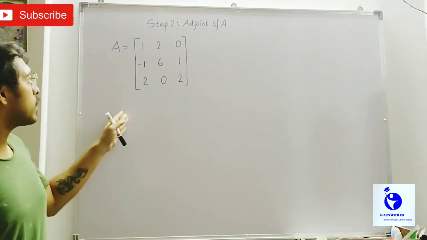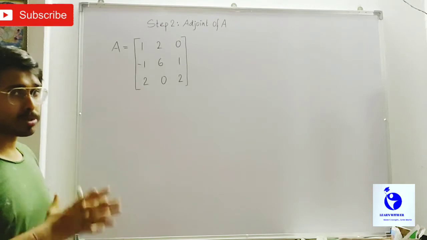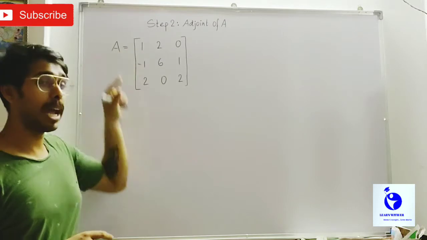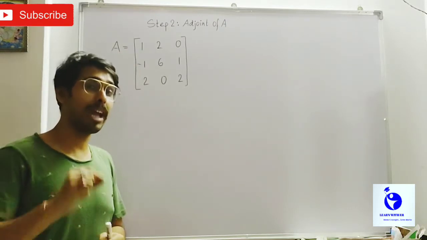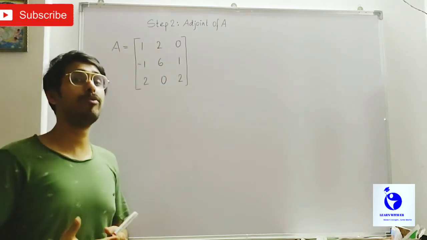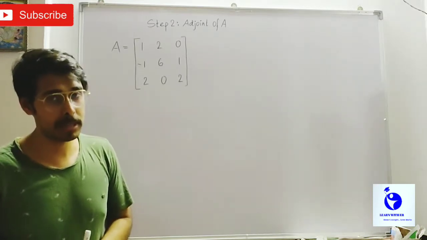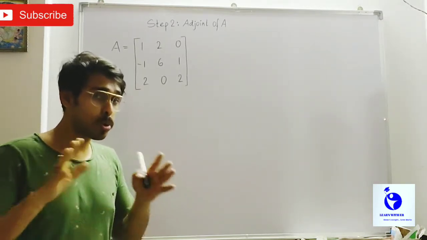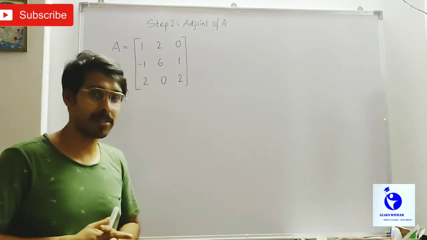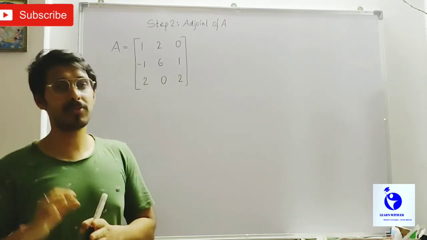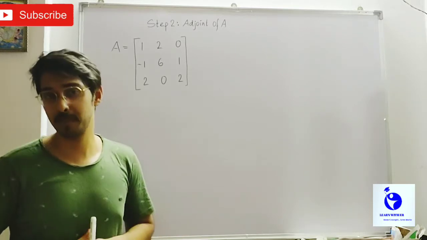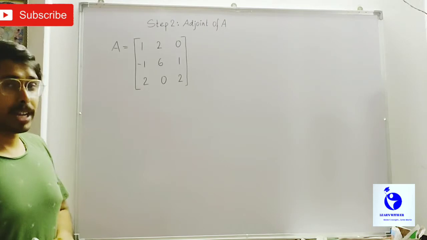So now let us start with the adjoint of A. So the process is, to find out the adjoint of A, we need to choose every element and find out the cofactors of every particular element that is present in the matrix. That means all the 9 elements, we need to find out the cofactors of all the 9 elements. And after that, we need to put those elements in a new matrix and then do the transpose of that particular matrix. Again, for transpose, you need to just visit that particular video of adjoint of a matrix and you will be able to know what exactly is transpose of a matrix. So, to find out the adjoint of a matrix, let us start.